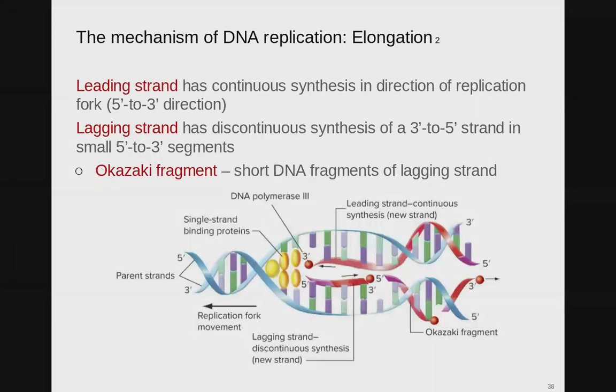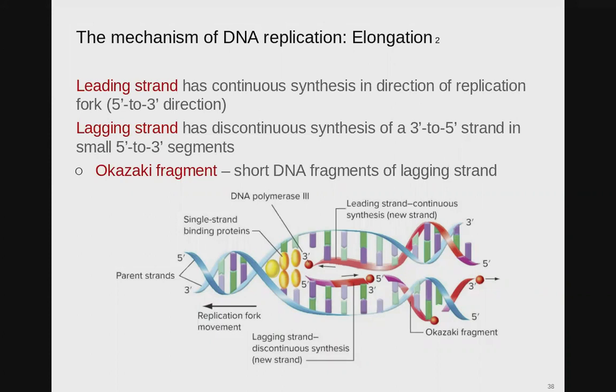As I mentioned, the leading strand has continuous synthesis of 5' to 3', so it's heading in the same direction as what we call a replication fork, whereas the lagging strand has discontinuous synthesis, which has, again, the same 5' to 3' direction, but it's creating small little 5' to 3' segments called Okazaki fragments. Because again, the leading strand is one giant strand, and the lagging strand is little bits and pieces that vary in size.